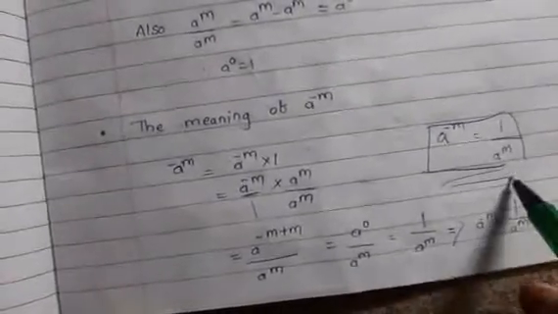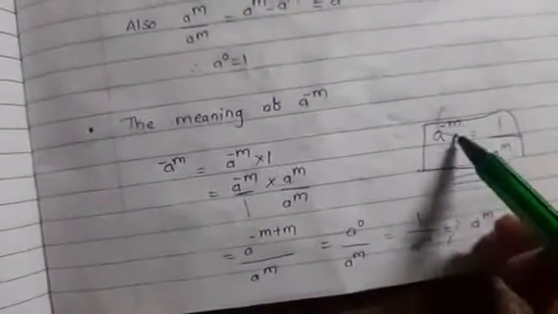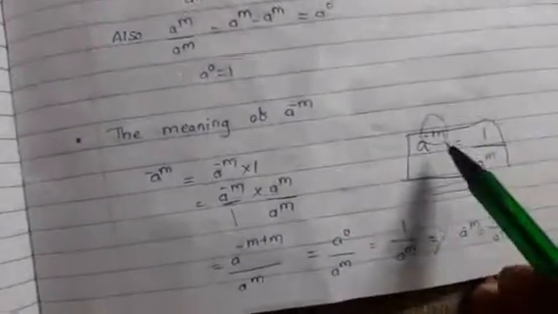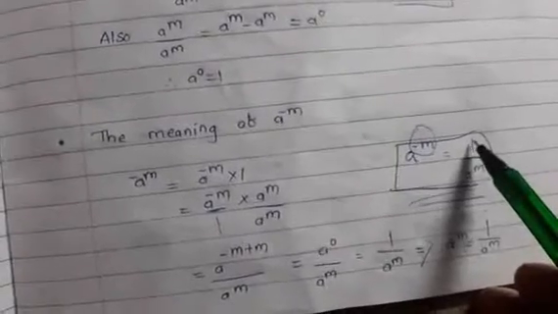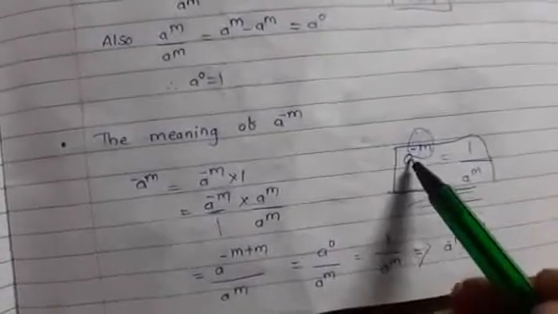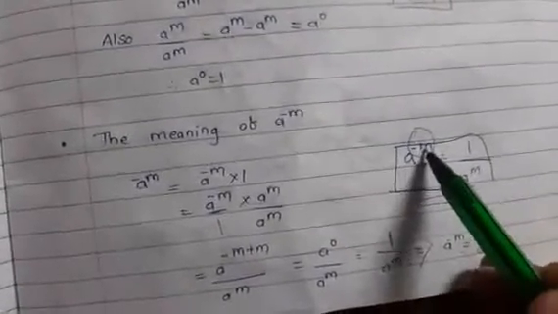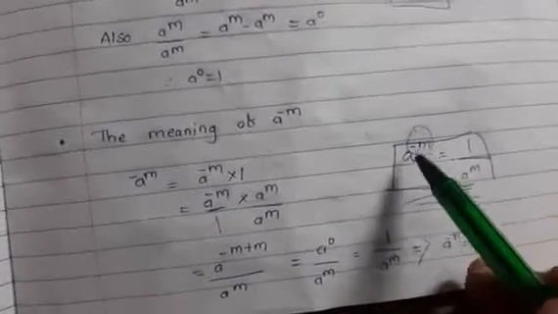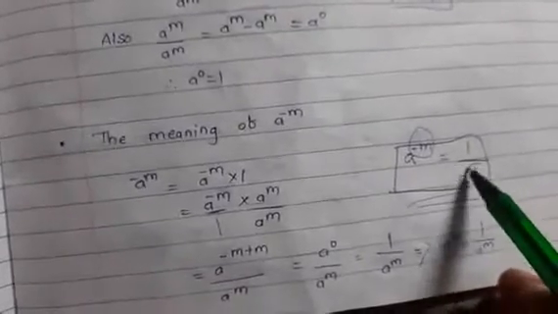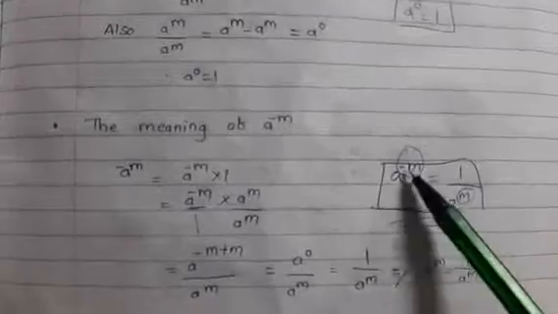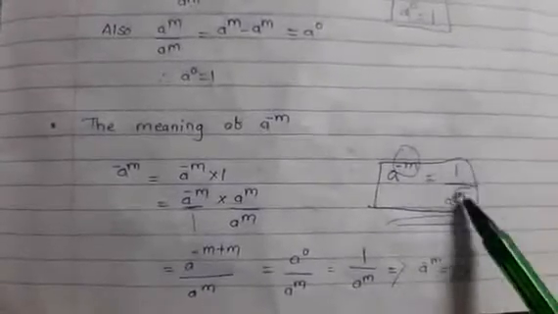This we got. Means if the index is negative, we can write it in the form of a positive index by writing it inverted. For example, a raised to minus m will become a raised to m, and that we can write in the form of 1 upon a raised to m. Now here the index is positive. Means a raised to minus m is equal to 1 upon a raised to m.